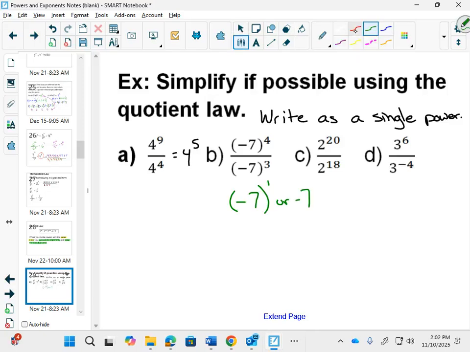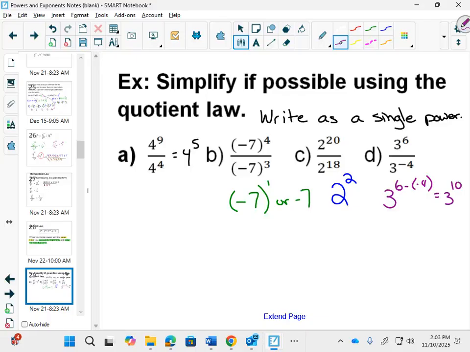C is 2. And D here, if you subtract, you would get 6 minus a negative 4, which is 3 to the 10.